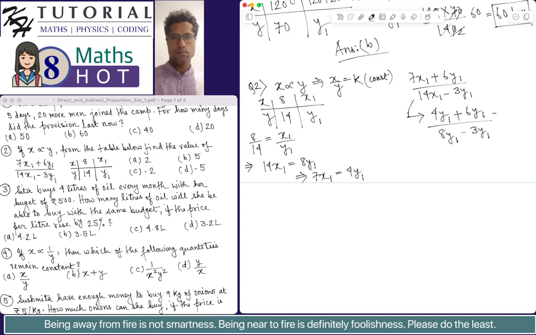After simplification, this becomes 10y1 divided by 5y1. So y1 cancels out and this is 2. So the value of the given expression, that is 7x1 plus 6y1 divided by 14x1 minus 3y1, is 2. So the correct choice is A. A is the correct choice.